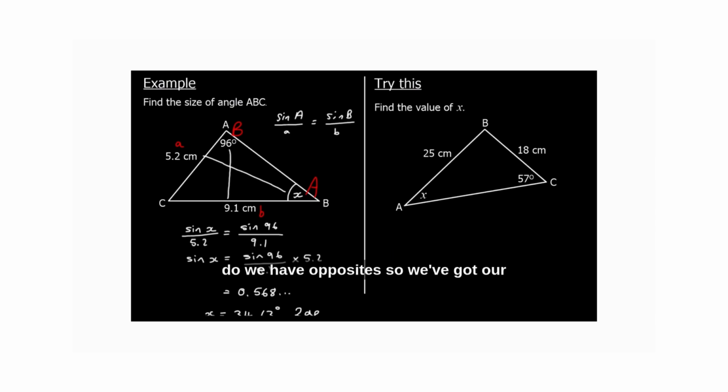Okay, do we have opposites? So we've got our angle x opposite 18 and our angle 57 opposite 25. So we've got opposites, so we can use the sine rule. If we have x as big A, that means 18, its opposite, is going to be our little a. And if we have 57 as big B, its opposite, 25, will be little b. So we're going to use the sine rule for angles.